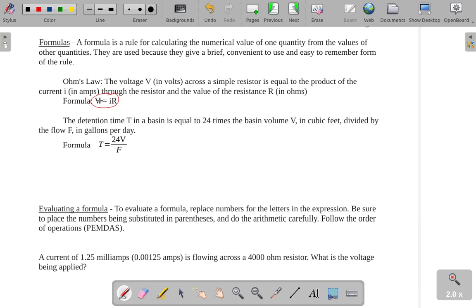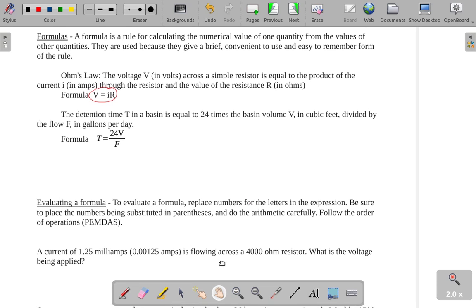If we know the voltage, the voltage of a circuit is always going to be equal to its current times the resistance. And we can use that. So for instance, down here, if I say a current of 1.25 milliamps is flowing across a 4,000 ohm resistor, what's the voltage being applied? Well, we know that V equals I times R.